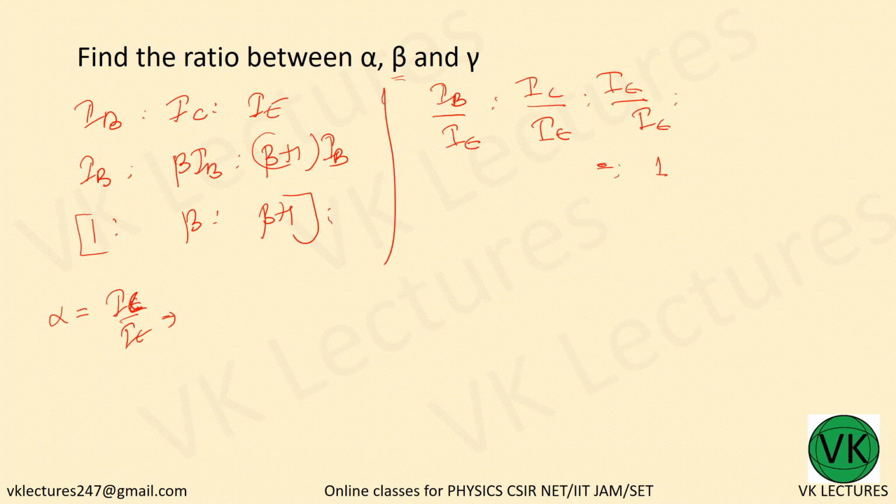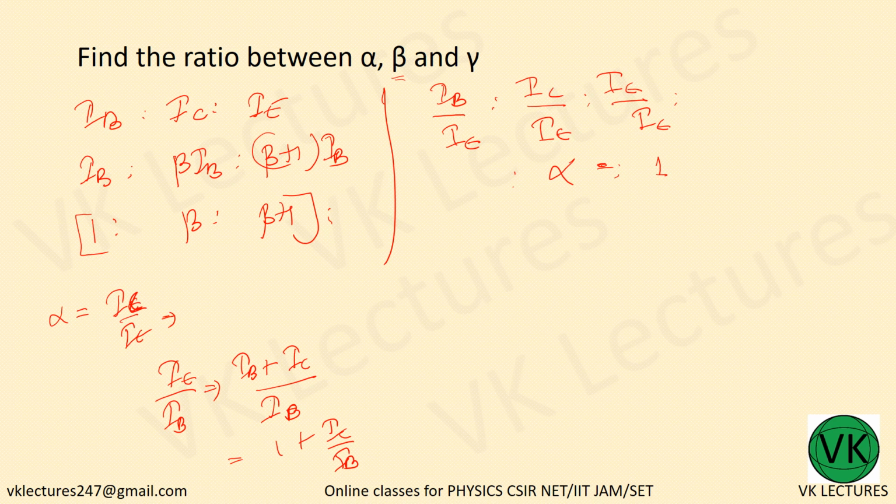IC by IE. What is IC by IE? IC by IE is nothing but our alpha. Right? So alpha. Now here is a problem, IB by IE. Now what you can do is find out what is IE by IB. That is nothing but IB plus IC by IB. That is equal to 1 plus IC by IB.